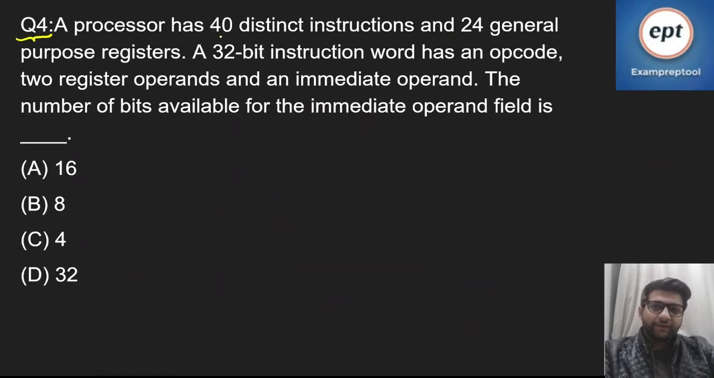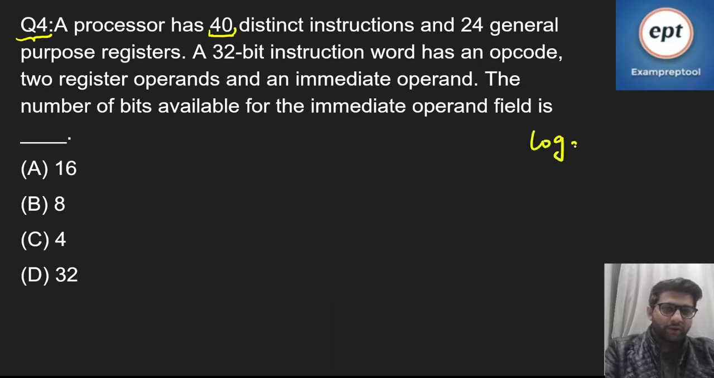A processor has 40 distinct instructions, right? So what information can we get from this? That how many bits will be required for the opcode? It will be log base 2 of 40, right? Now, since we know that this will be a decimal value, what will we take, the ceil value or the floor value? We will take the ceil value, right?